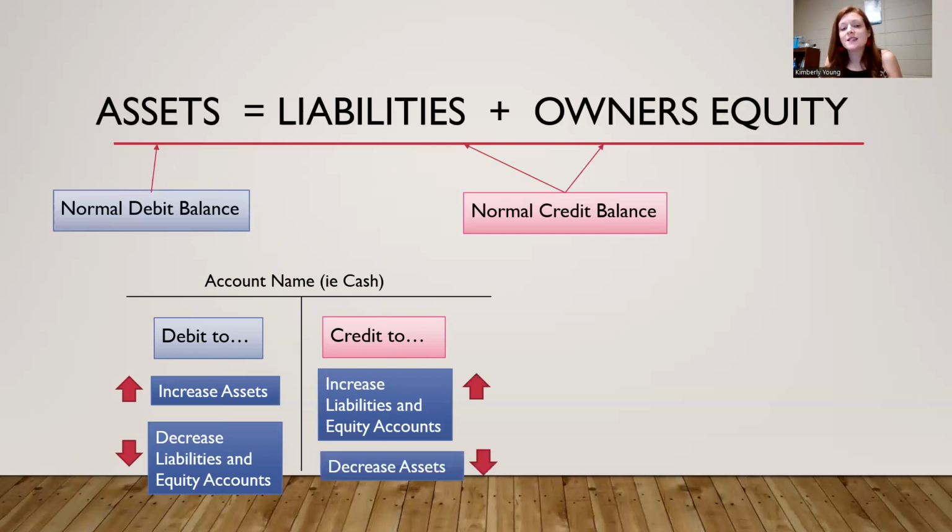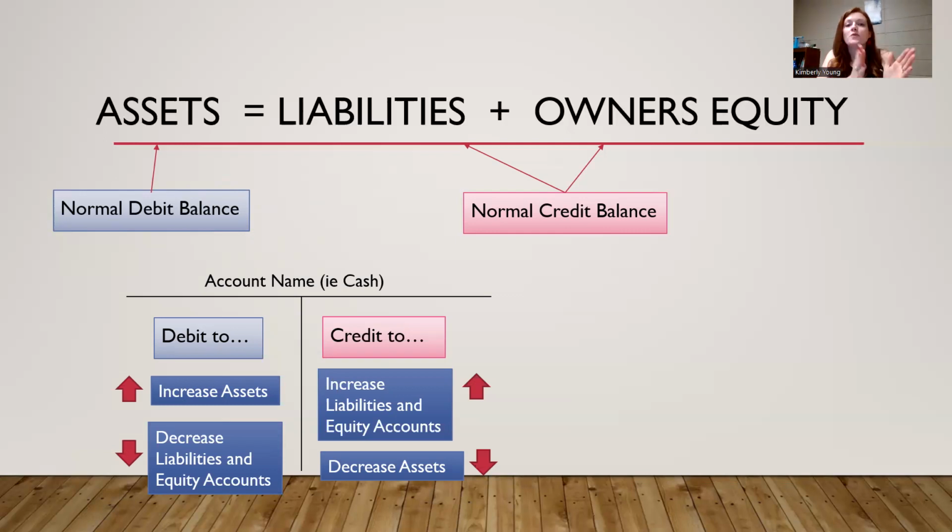If I credit an asset that has a normal debit balance, then I am decreasing that. So if cash goes down, I pay out cash, then I'm going to decrease my assets with a credit. So hopefully that helps you to understand the T accounts and the debits and credits a little bit better.